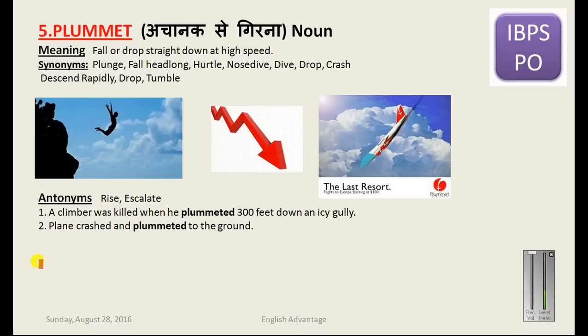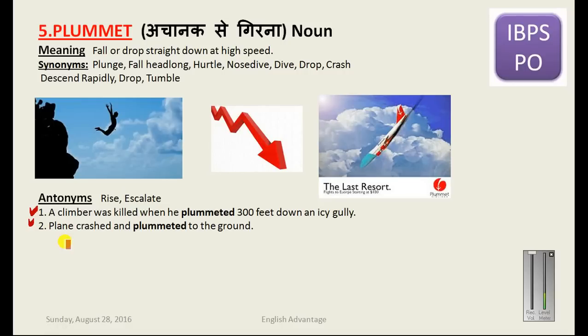Plummet means to drop directly or suddenly. Okay, so I have given here 3 pictures to clear the meaning of this word, and I hope you are clearly understanding the meaning of this word plummet. Now the antonyms for this word are rise and escalate. Now let us go through these example sentences. The climber was killed when he plummeted 300 feet down an icy gully. Plane crashed and plummeted to the ground. Okay, so I hope you have clearly understood the meaning of this word plummet. So plummet means to drop suddenly.